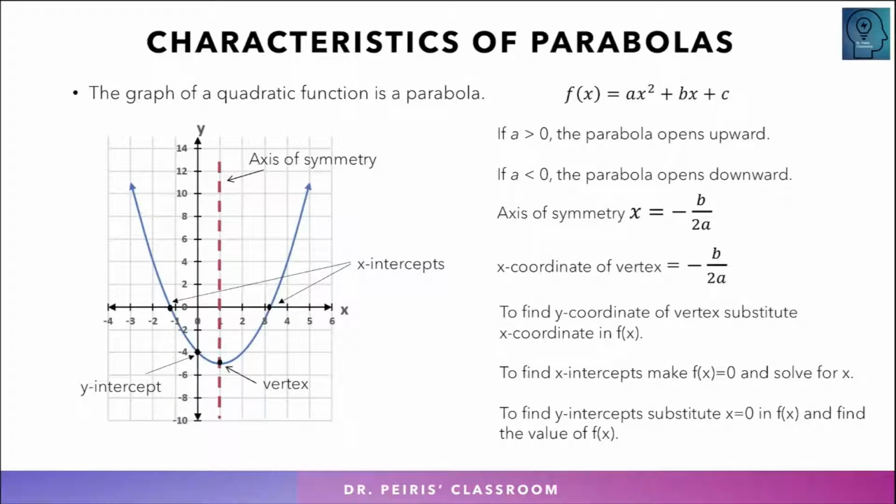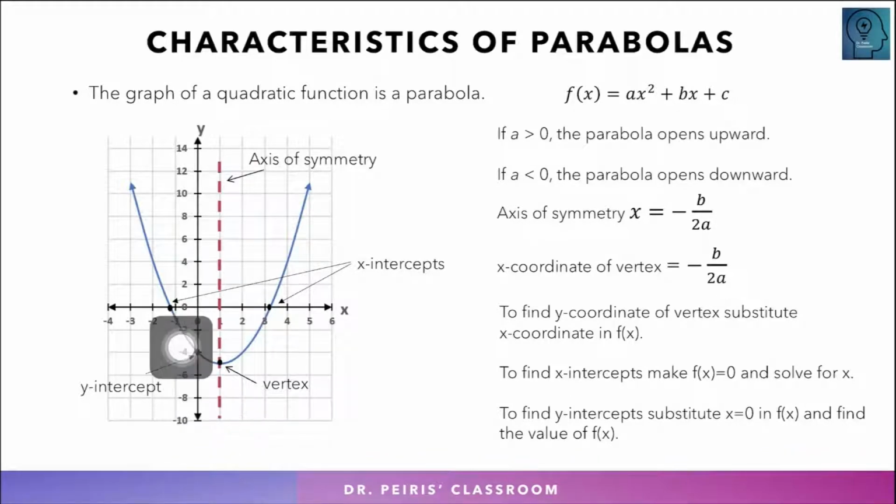So what are the characteristics of parabolas? The graph of a quadratic function is a parabola. So if we graph a function in this form, the quadratic form ax² + bx + c, we will get a parabola like this. And these parabolas have different characteristics. The first thing is the parabola is a symmetric function. So it is going to be symmetric around this axis of symmetry.